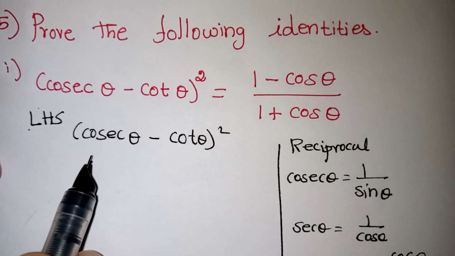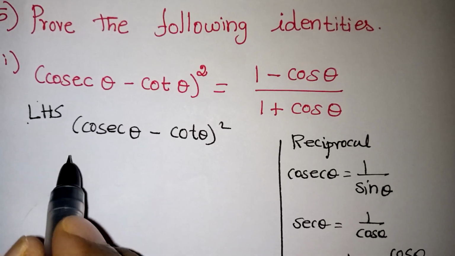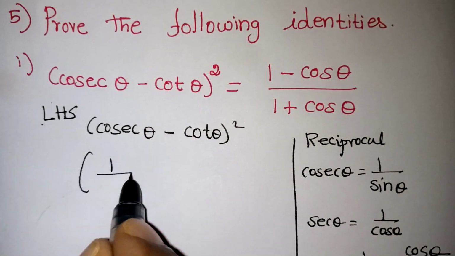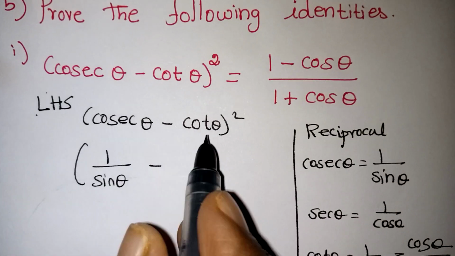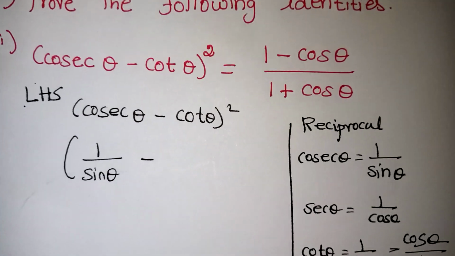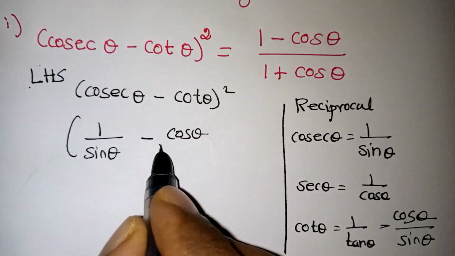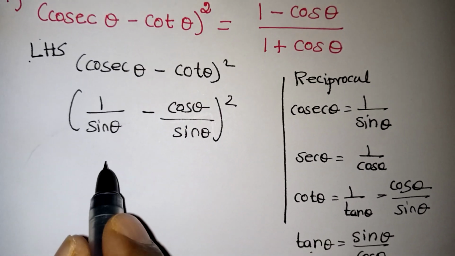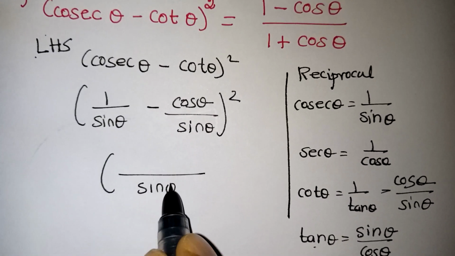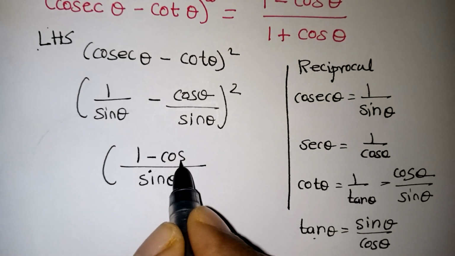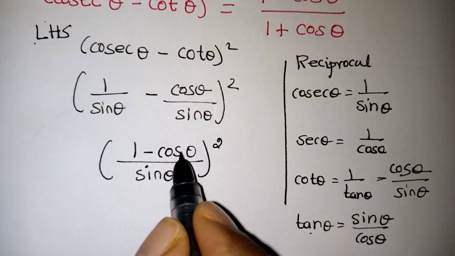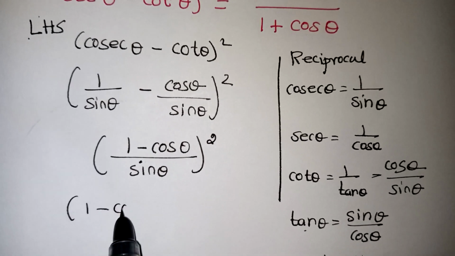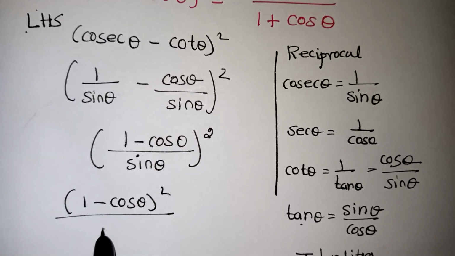Now cosecant theta is the reciprocal of sin theta. This we know already. Cosecant can be written as 1 by sin, so I am writing 1 by sin theta. Minus cot theta can be written as cos by sin, so I am writing cos theta by sin theta. After writing, the denominators are the same, so we can club together. The numerator is 1 minus cos theta, the whole square. The square is common for the numerator as well as the denominator, so we can write (1 minus cos theta) the whole square by sin square theta.